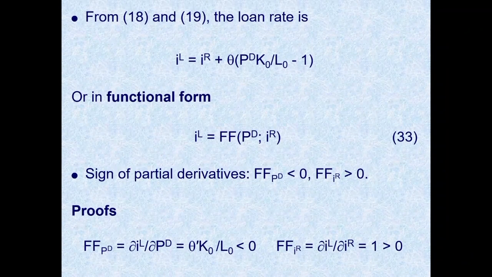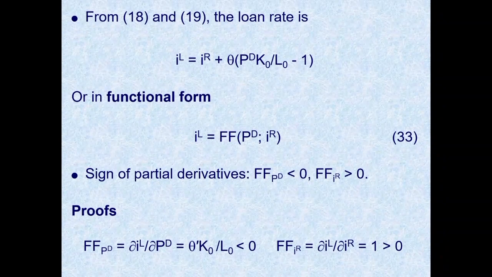In this case, it's going to be PD. And anything that you see after the semicolon represents exogenous variables. So what is the endogenous variable here? It's going to be PD. And IR is, of course, the refinance rate, which is controlled by the central bank and is exogenous from the perspective of banks.